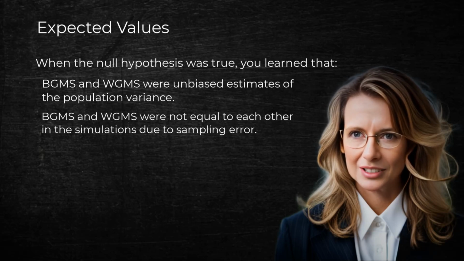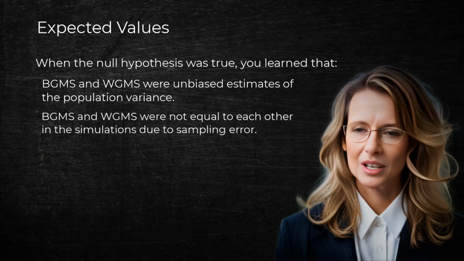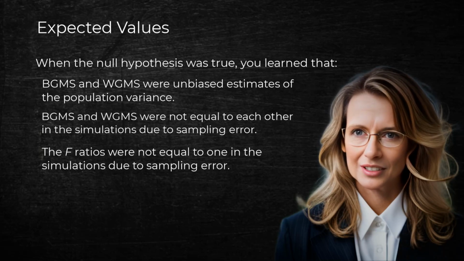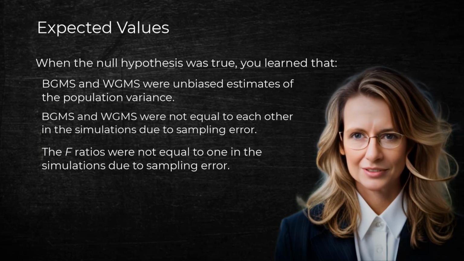In addition, when the null hypothesis is true, the F ratio, which is defined as the between groups mean square divided by the within groups mean square, should be equal to 1. This was not true in the ANOVAs we ran and was also attributable to sampling error.